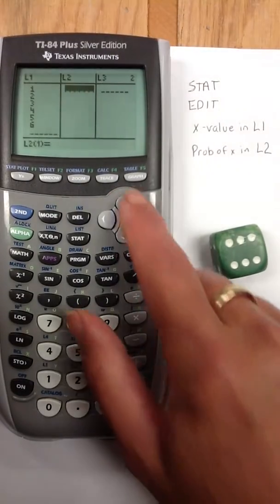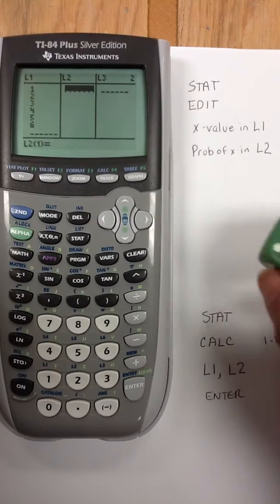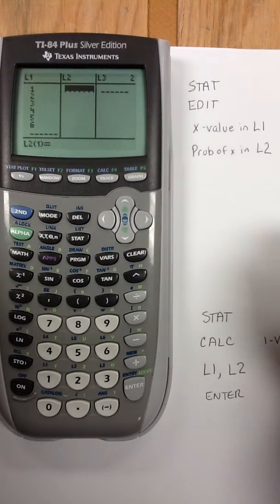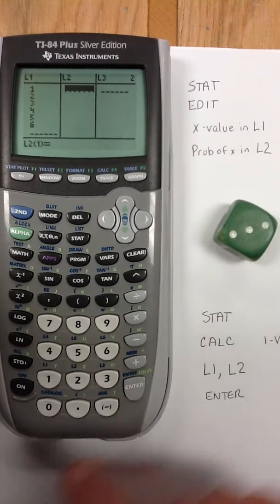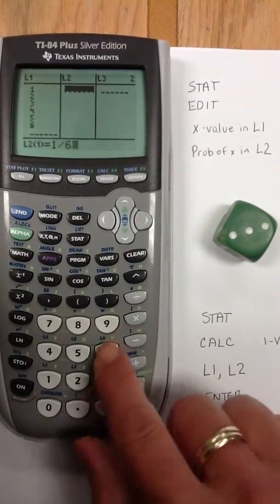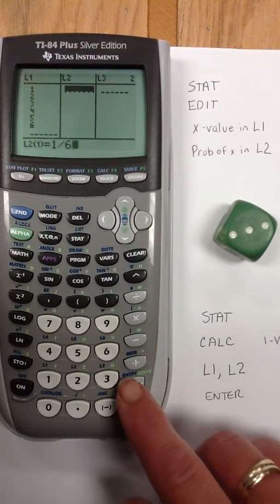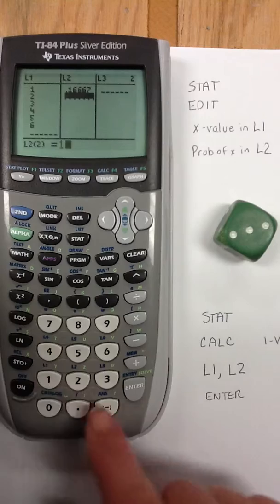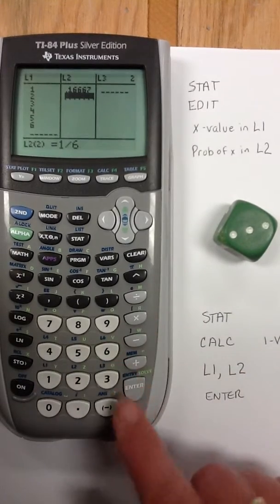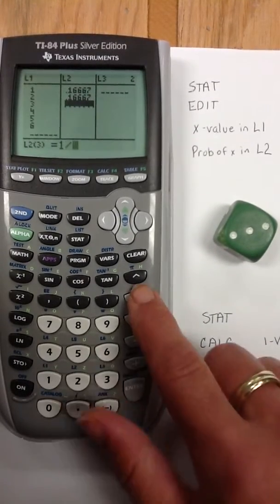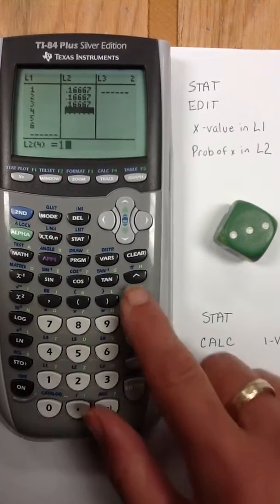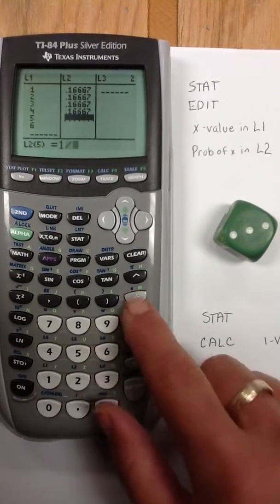Now, the probability of rolling a 1 is 1/6, since there are 6 sides. So I'm just going to put 1 divided by 6 so that I don't have to round it. And I'm going to keep putting that in, 1 divided by 6, or 1/6, all the way down for all these possible probabilities.